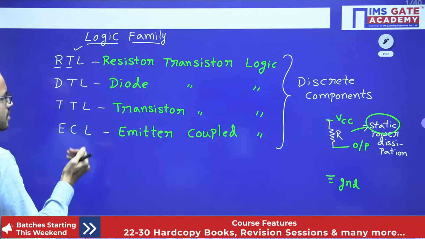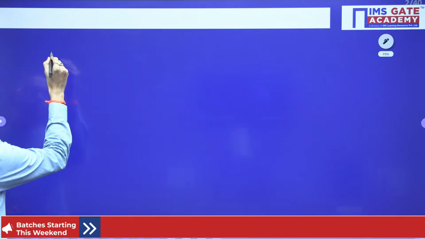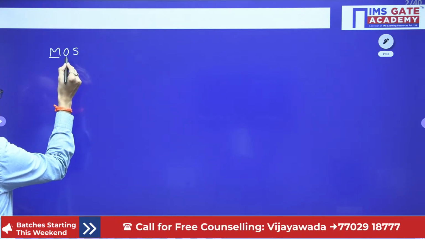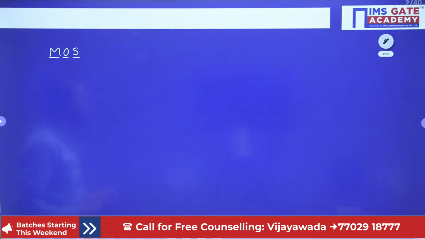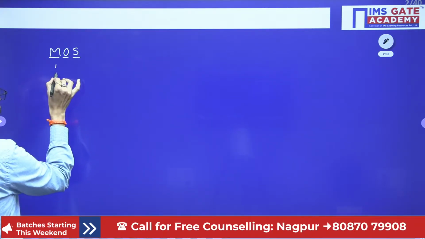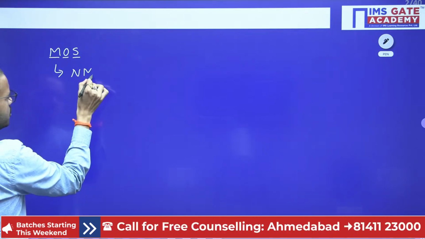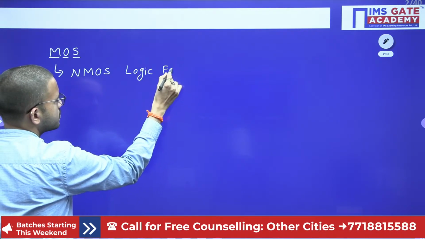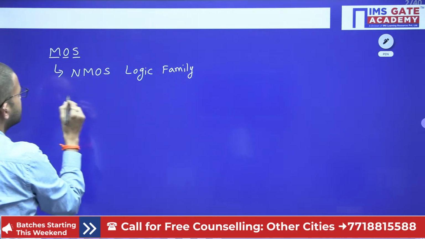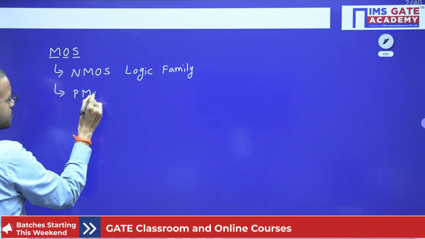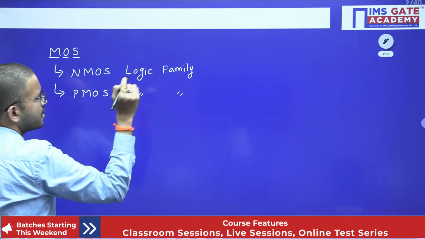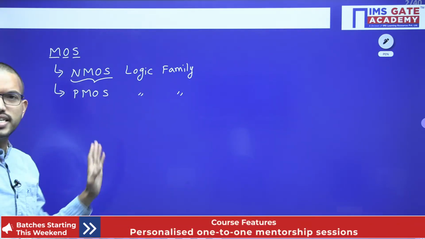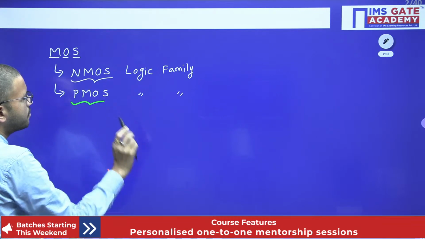Later, you are having MOS. The next technology is MOS. So here you are using MOS transistor, metal oxide semiconductor. With respect to that you are having two logic families, NMOS logic family, and the other one is PMOS logic family. In this particular circuit you are using only one type of transistor, that is NMOS. Similarly here we are using one type of transistor, that is PMOS.